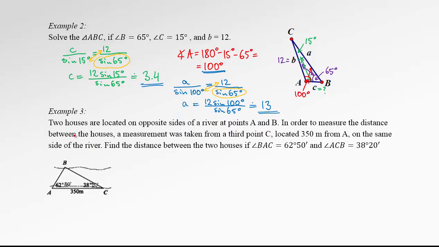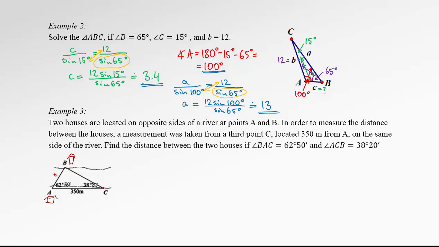The following example is an application problem. Two houses are located on opposite sides of a river at points A and B, as on this diagram. Here are the two houses, this one and that one. In order to measure the distance between the houses, so this distance AB, a measurement was taken from a third point C, from this point here, located 350 meters from A. So distance AC is 350 meters. On the same side of the river. Yes, it is. Find the distance between the two houses.